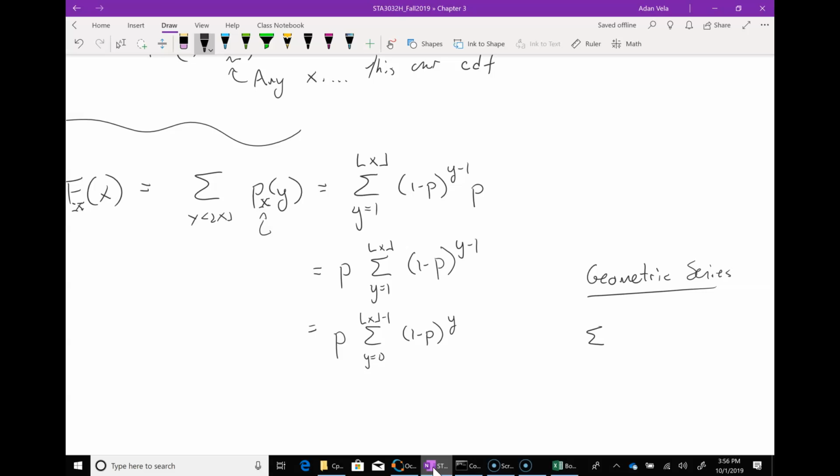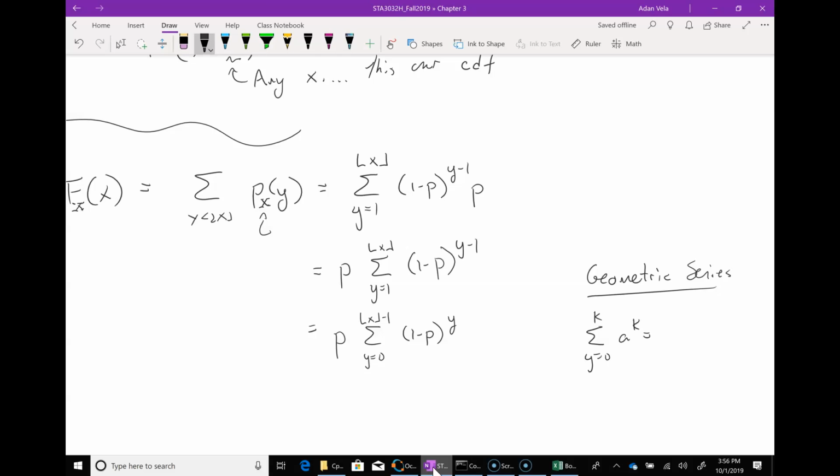Okay, so the reason why this is called a geometric distribution is because this is actually a geometric sum. Now this isn't an infinite series. It's a truncated series. Okay, we're not actually summing up to infinity. We're summing up to some finite number. All right.